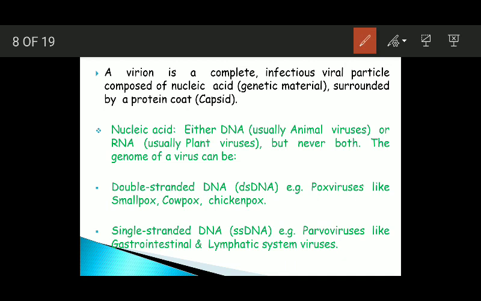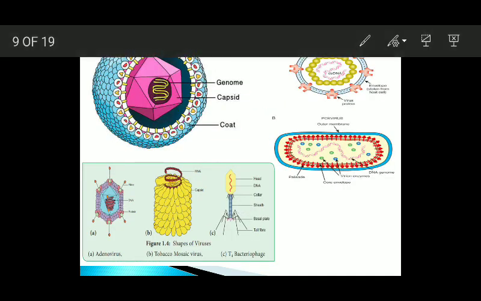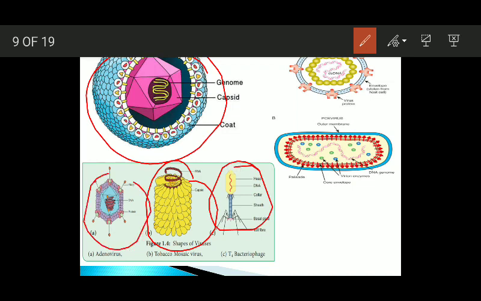A complete virus, or a complete virion, is composed of two constituents: nucleic acid, or genetic material, and this nucleic acid is surrounded by a protein coat which is known as capsid. Here you can see the structure of a virus, or you can see here these are all viruses. The inner thing is the nucleic acid, and this nucleic acid is surrounded by a protein coat which is known as capsid.